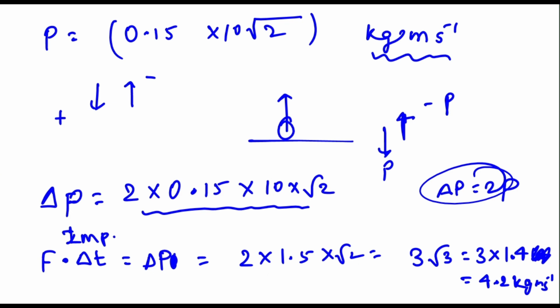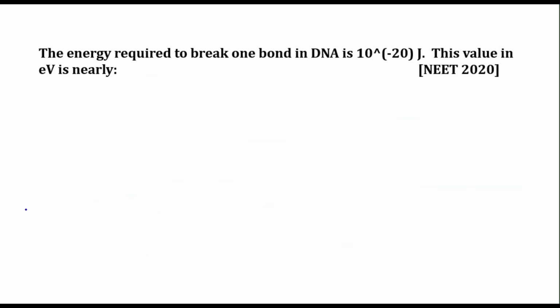Now moving to the next question, and this is the last question for today. The energy required to break one bond in DNA is 10 raised to the power minus 20 joule. So this much energy we require to break a bond in DNA, and we have to convert this value into electron volt. This is very simple. You can do it by yourself.